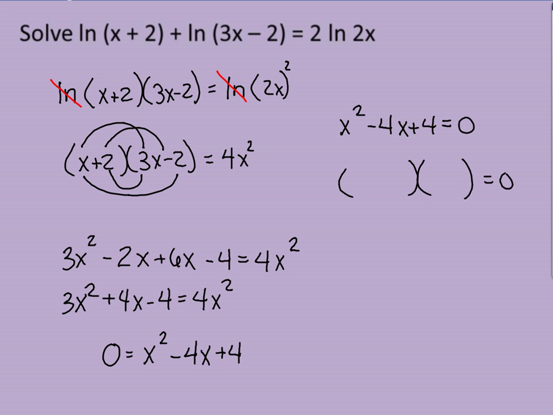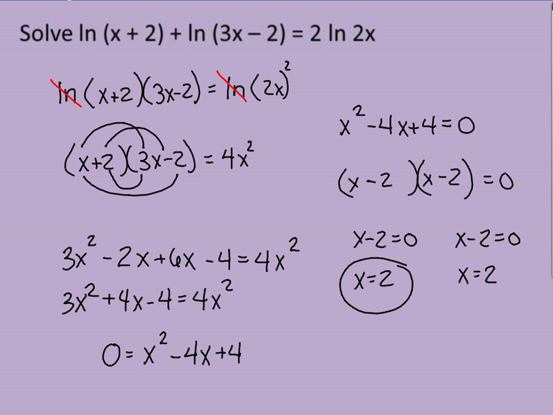What multiplies to get x squared is x and x. What multiplies to get 4 that adds to get a negative 4 will be negative 2 and negative 2. So we know x minus 2 is equal to 0 and x minus 2 is equal to 0. Since these values are the same, our x value will just be 2. Now if we would end up with 2 and negative 2, we would need to plug it back into the original to make sure we wouldn't end up with any extraneous solutions.